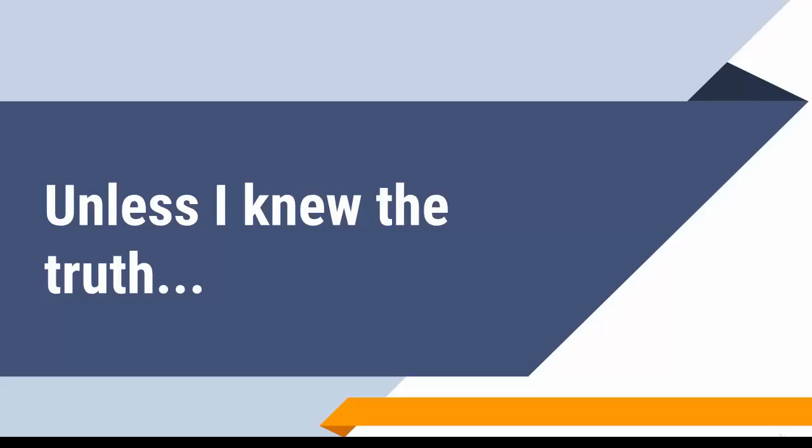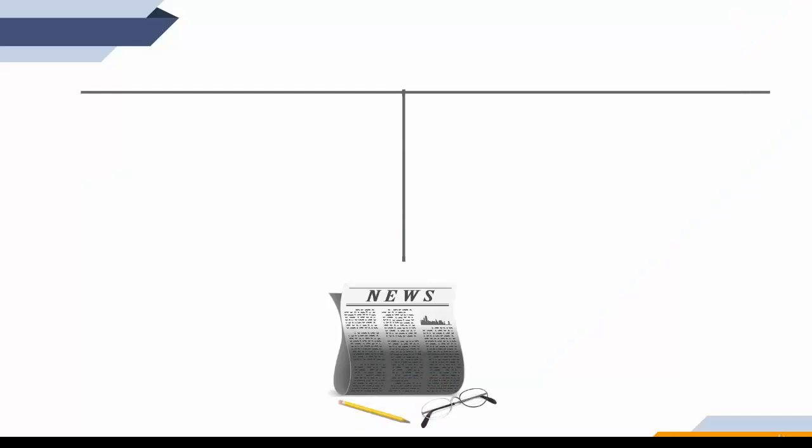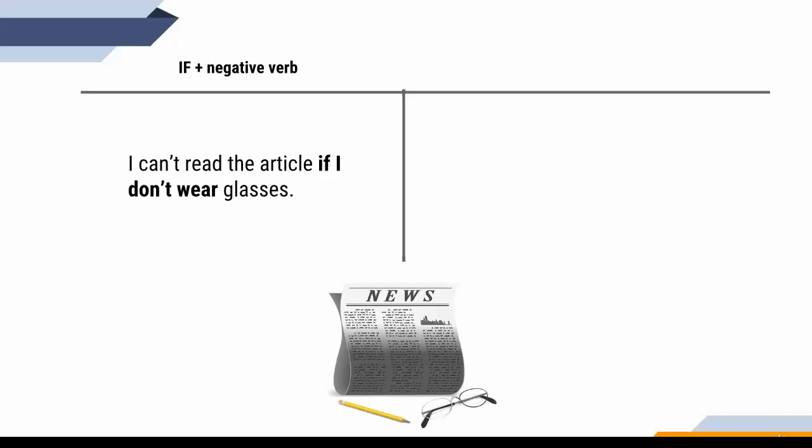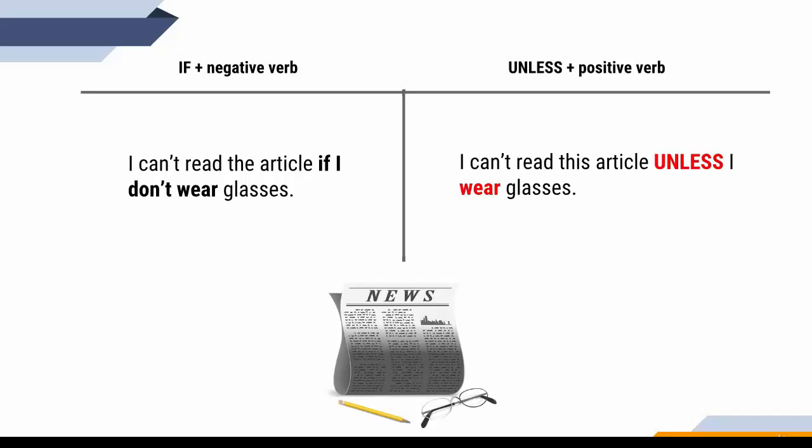Short and easy. This is our last lecture about conditionals, at least at this level. The structure that I want to introduce you to is unless. So let's see what it means in some examples. I can't read the article if I don't wear glasses. I can't read this article unless I wear glasses.